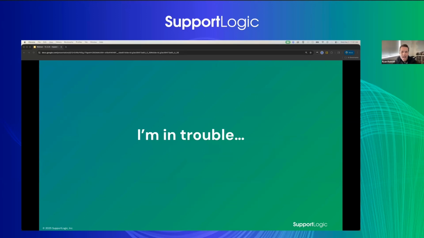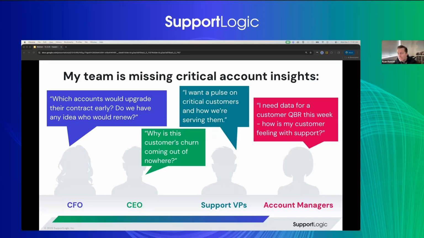I love starting a webinar like this. I'm in trouble again, and here's why. My team is missing critical insights that should look familiar to everybody, right? Every company struggles with these quotes that you're seeing here on the screen. And it's not just because the data isn't there, but because nobody has a systematic way to extract and interpret the signals that they need to answer these questions on a routine basis, in a very consistent basis. And these are questions that appear in every organization because they all stem from that same problem.